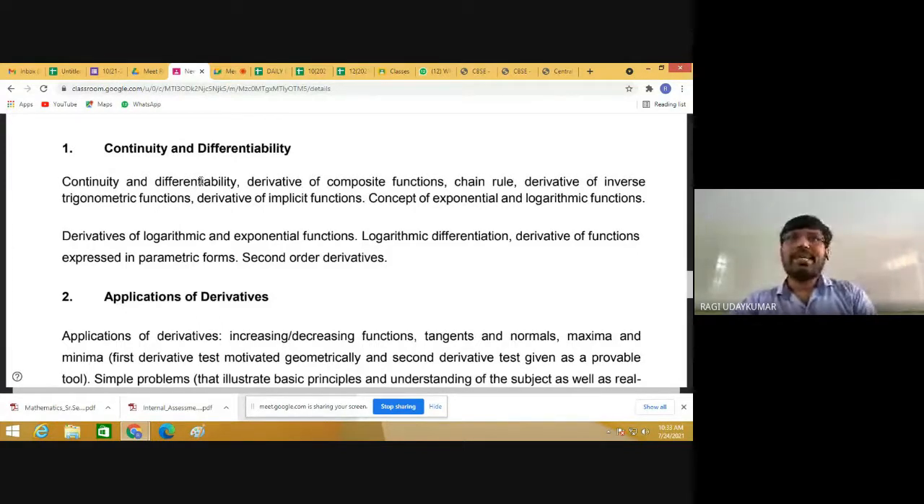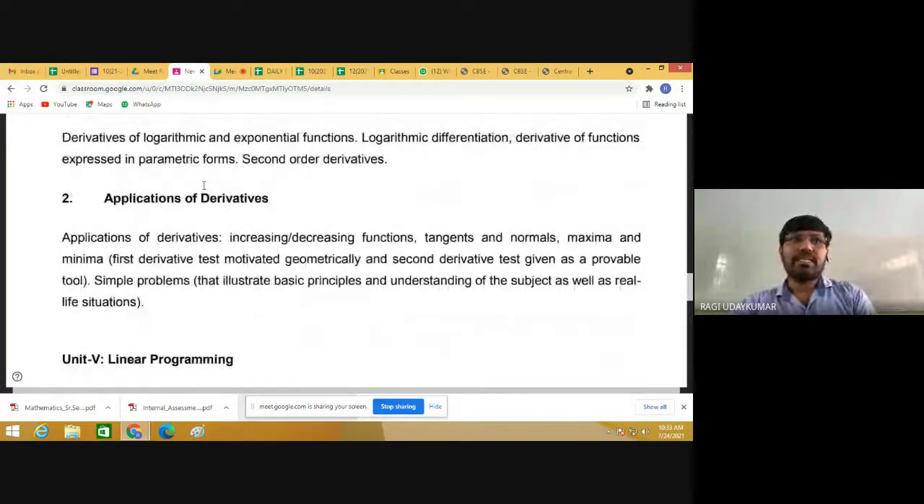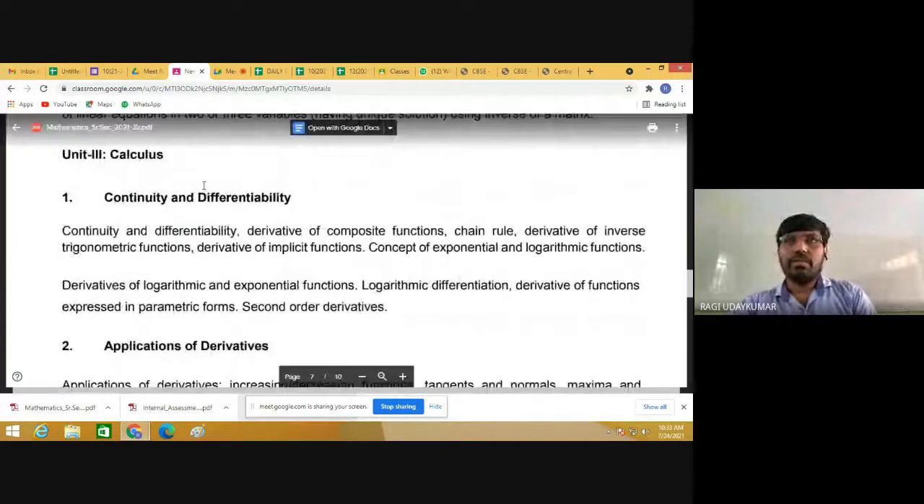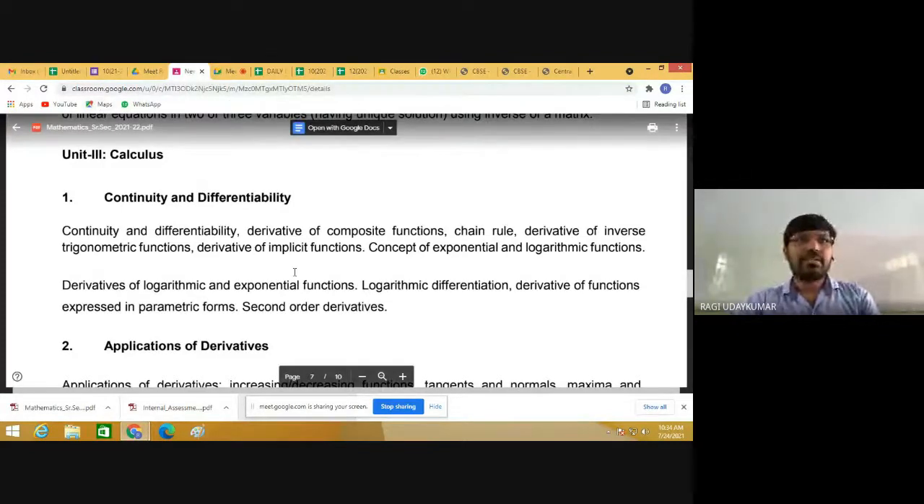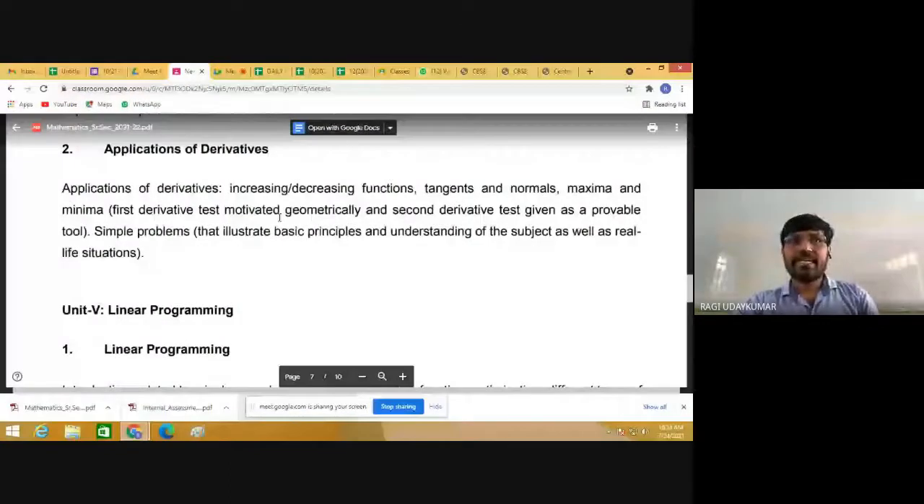Mostly in continuity and differentiability, Rolle's theorem and the mean value theorem come in a nutshell at the end of the chapter. Those two topics are not mentioned here. You will come to know that, because if I say it now, you may get confused. Now applications of derivatives: increasing and decreasing functions, tangents and normals, maxima and minima.